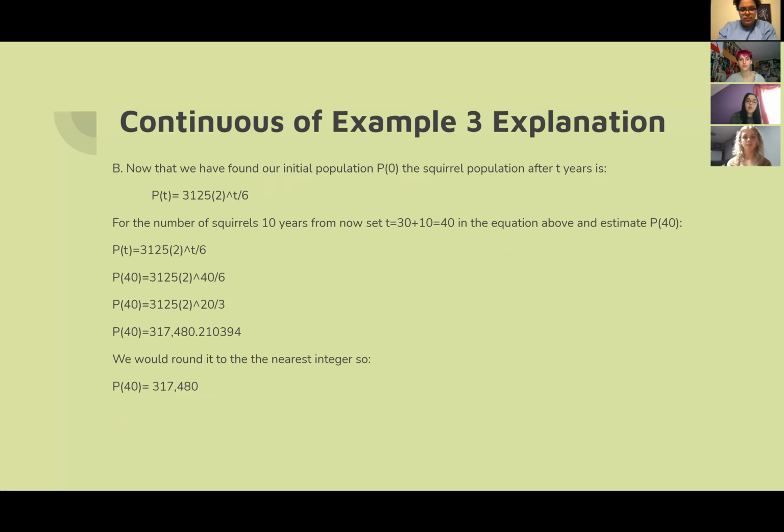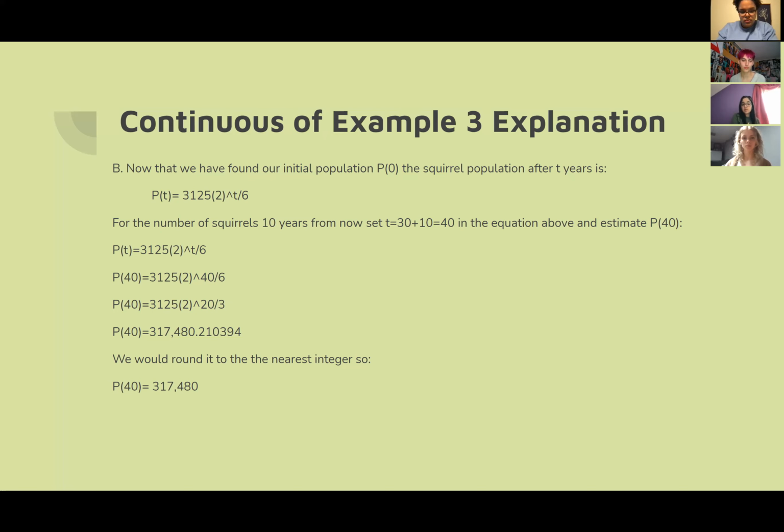For B, now that we have found our initial population, P of 0, the squirrel population after t years is P of t equals 3,125 times 2 to the power of t divided by 6. For the number of squirrels 10 years from now, set t equal to 30 plus 10, which is equal to 40, in the equation above and estimate P of 40.